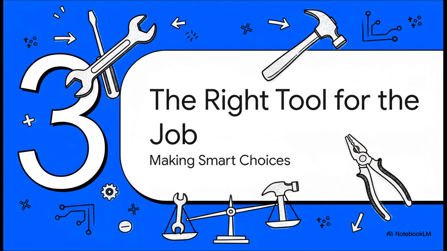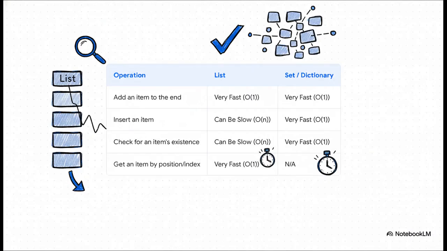So, now that we've pulled apart the list and we understand the trade-offs that are baked right into its design, what do we do with this information? Well, it's all about choosing the right tool for the job. This table really breaks it all down pretty clearly. A list is a champion when you're adding to the end, or you need to get an item by its specific position. But if you need to check if an item exists in the collection, it can be slow because it might have to look through everything.